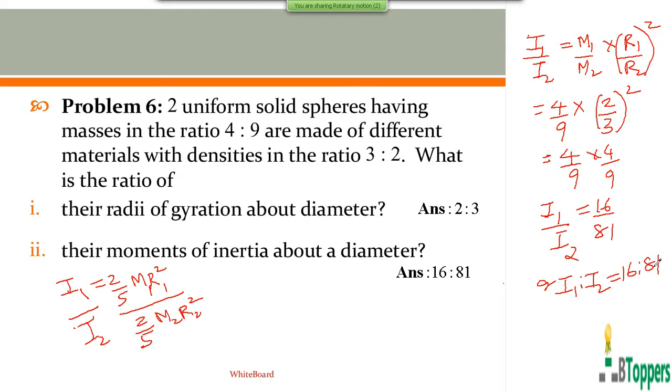If you want to copy the solution of the problem, you can pause and copy the solution of the problem.